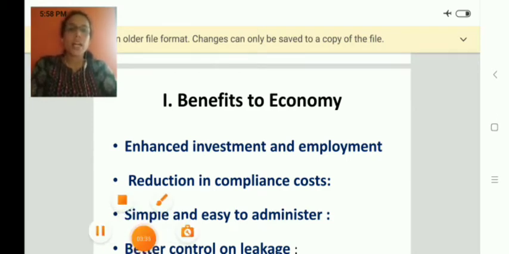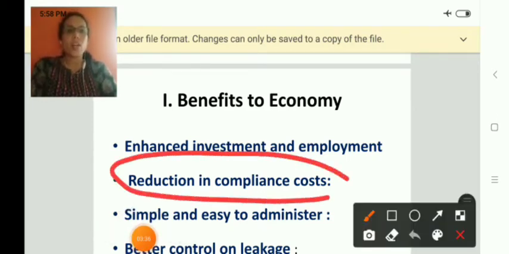Next one is reduction in compliance cost. Because of IT-based facilities, IT-based system, it will reduce the cost of manual work which is connected with the filing of returns or payment of tax. Even though the initial cost of investment for IT facility will be a huge amount, still the maintenance cost or the compliance cost will be reduced.